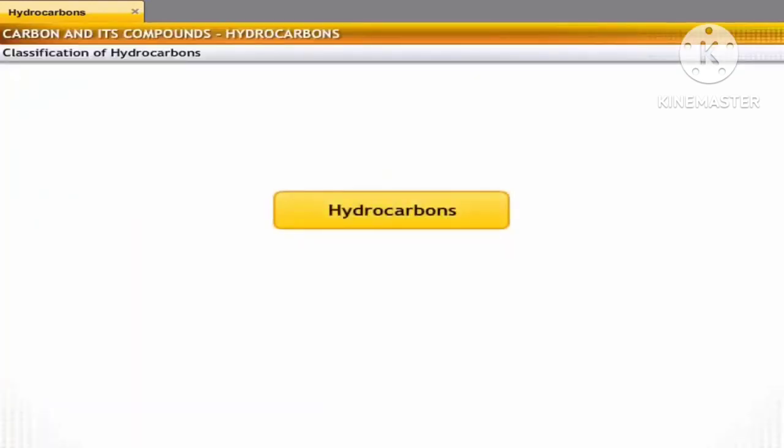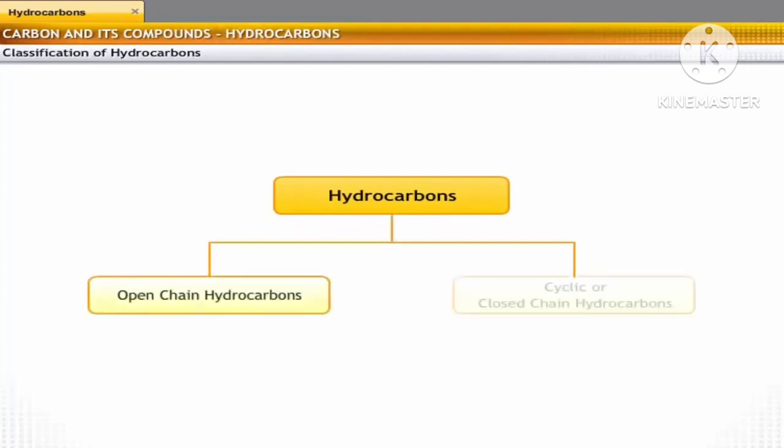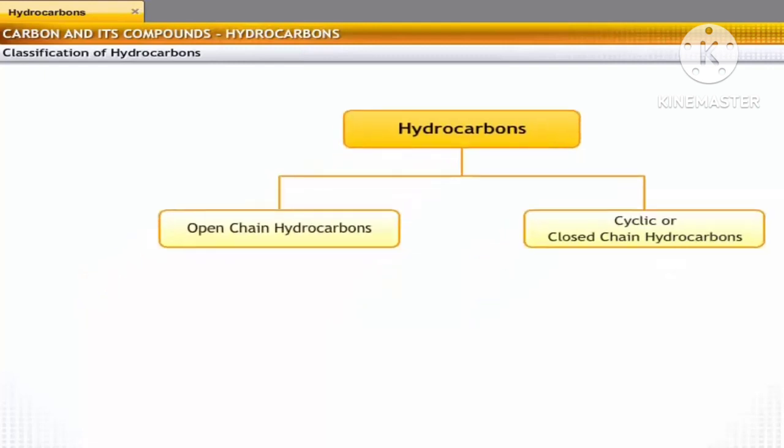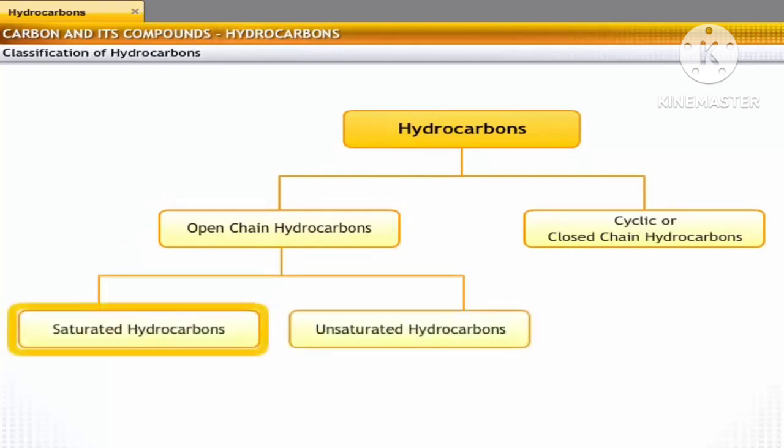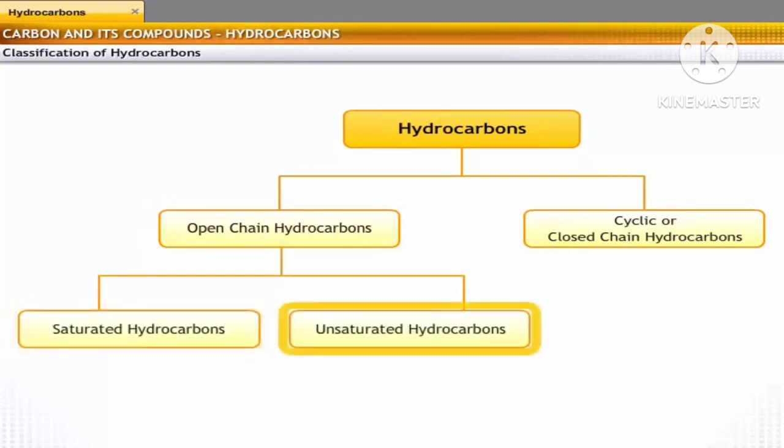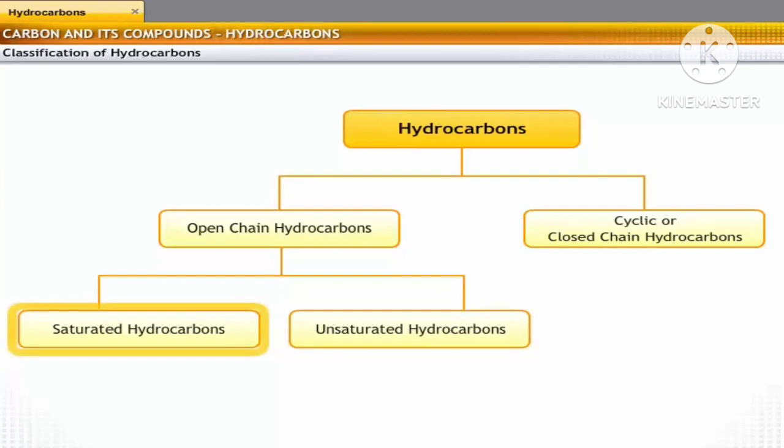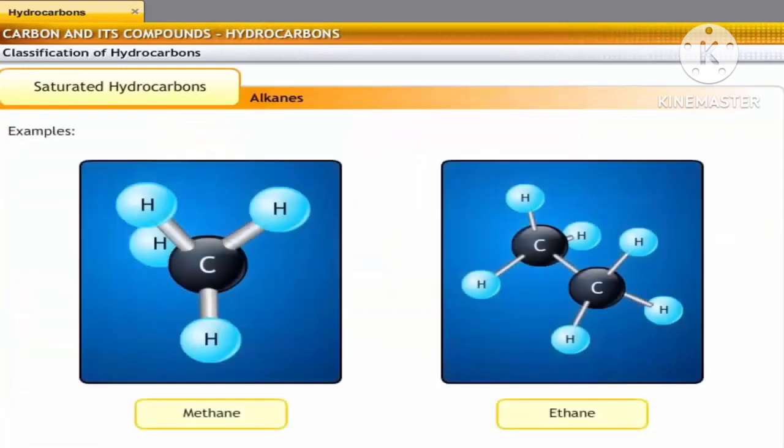Based on the structure of the carbon chain, hydrocarbons are broadly divided into two groups: open-chain hydrocarbons and cyclic or closed-chain hydrocarbons. Open-chain hydrocarbons contain carbon-carbon straight chains. They are further classified into two types: saturated hydrocarbons and unsaturated hydrocarbons. Saturated hydrocarbons are straight-chain compounds containing only single covalent bonds. These saturated hydrocarbons are also known as alkanes. Methane and ethane are examples of alkanes.